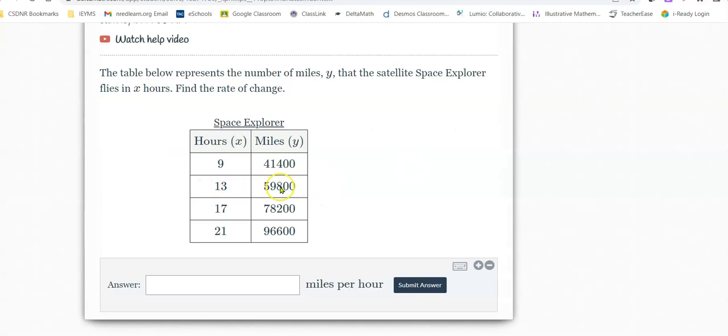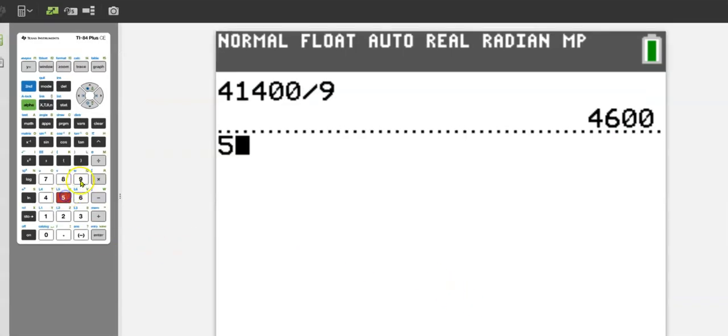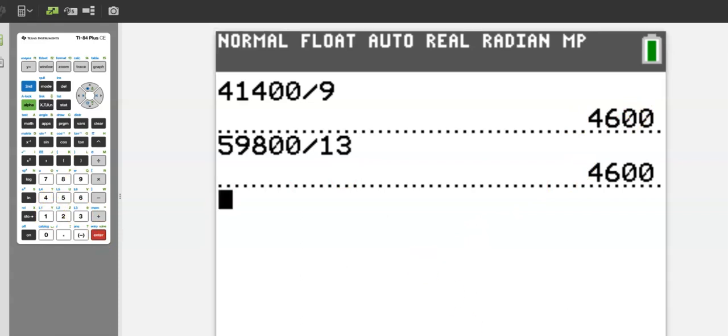And if we chose this other one, we'd get the same thing. 59,800 divided by 13. See, we get the same answer. So it doesn't matter which one you choose to get your unit rate.